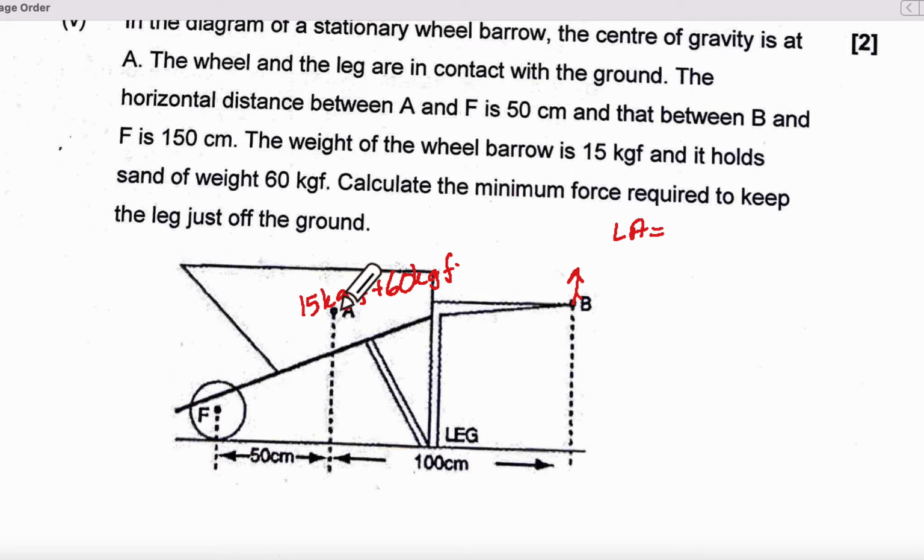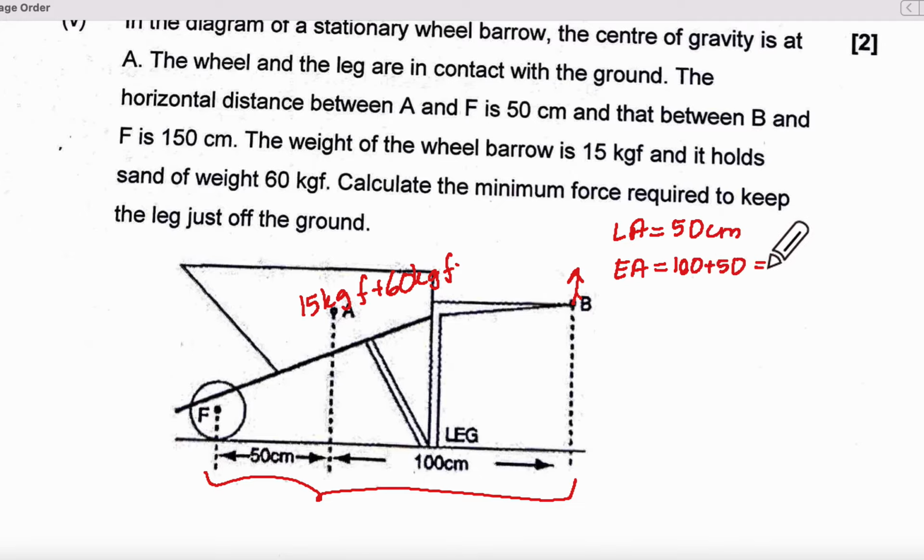Where is the load arm? This is from the load. This is the fulcrum, correct? Load arm is what? 50. And what is the effort arm? Tell me fast, how much is the effort arm? 100 centimeters. Effort arm is from here to here, no? How is it 100? 150 centimeters. It is 100 plus 50. Correct or no? Yes, sir.